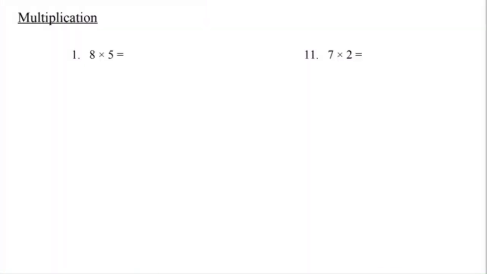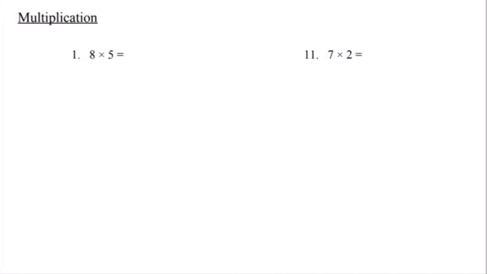Our next topic is multiplication, and it's asking us to multiply the numbers below. Number 1, they give us the equation 8 times 5. 8 times 5 also refers to 8 groups of 5, but today we're going to try out a different method. 8 times 5 can also be referred to as 8 added to each other 5 times.